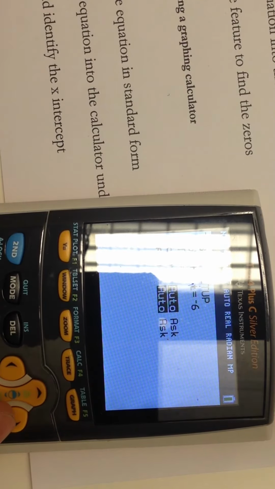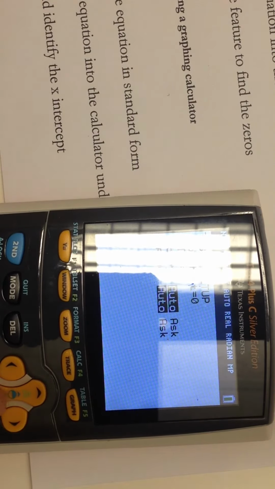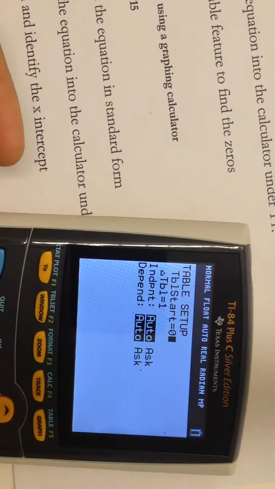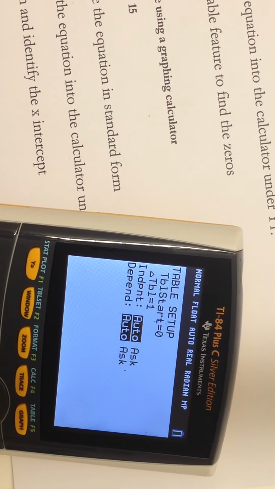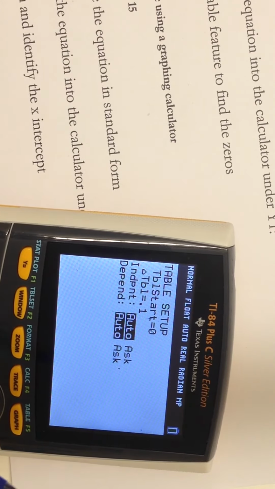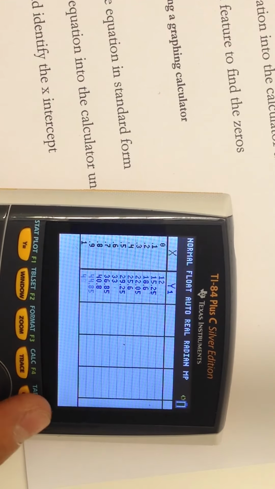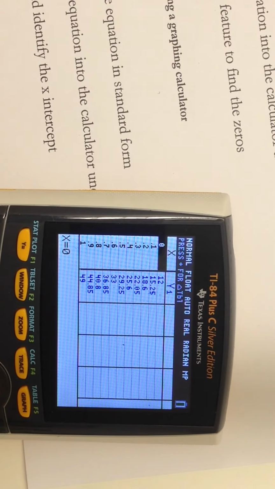And then maybe, I know that one of my answers is near 0 or -1, so I'll change my starting value to 0. And then I'll change my increment to maybe just 0.1 every time. Hit enter, and then go back, go to second graph. This allows you to analyze the table in a bit more detail.